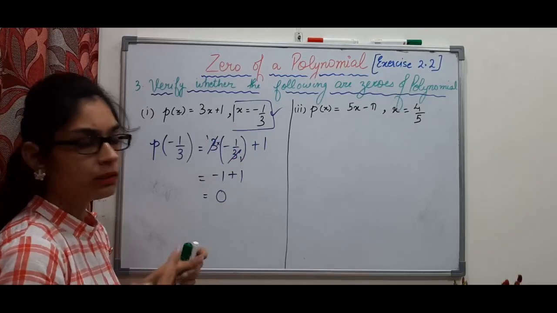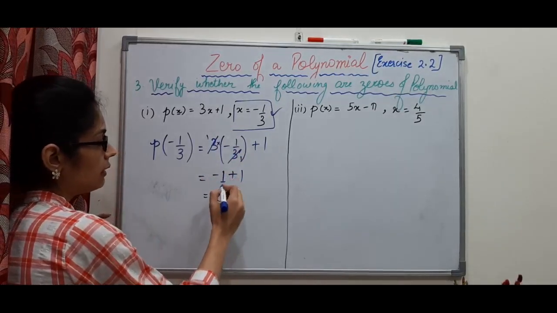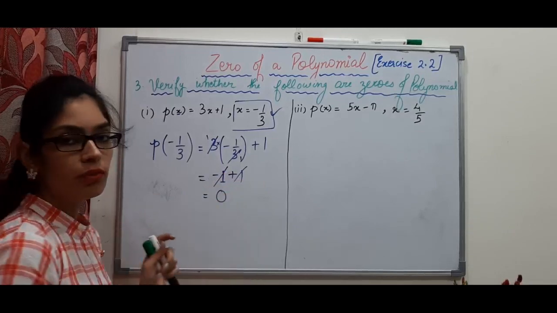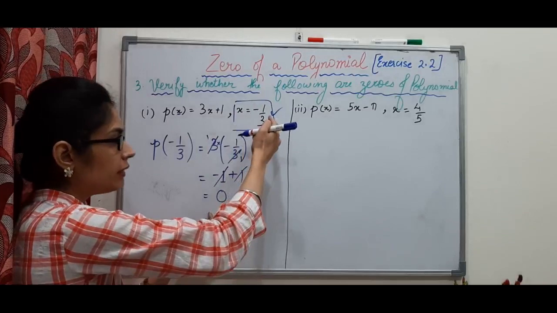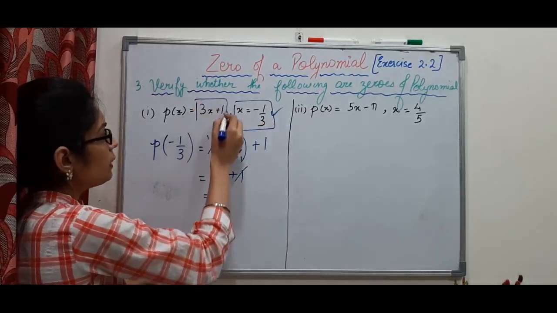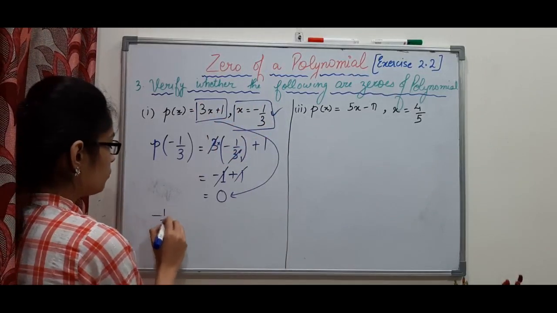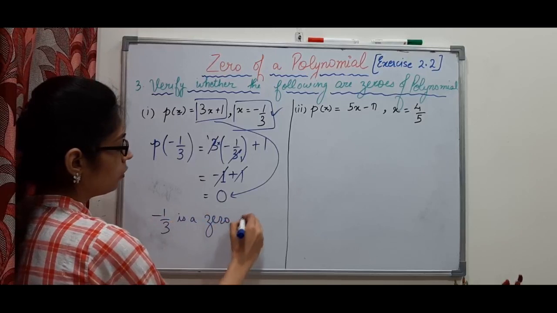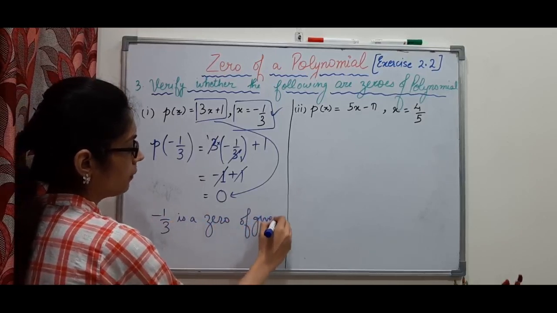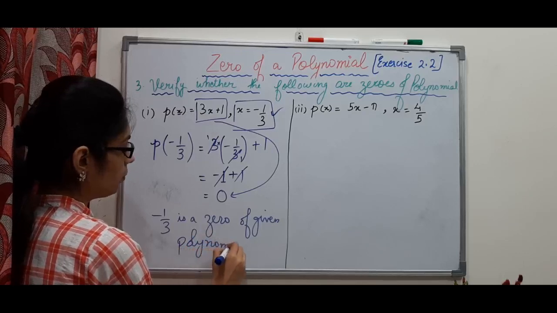Because we have the same numbers with opposite signs, they will get cancelled with each other and we get 0 as an answer. You can see when we are putting x equals to minus 1 by 3, this expression is becoming equal to 0, which means minus 1 by 3 is a 0 of the given polynomial. So now let's check for the second part.